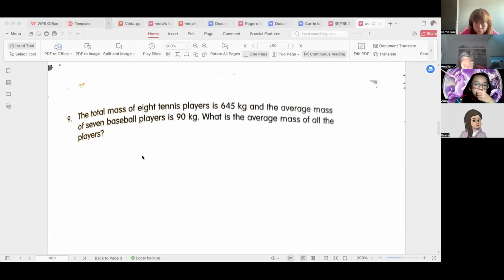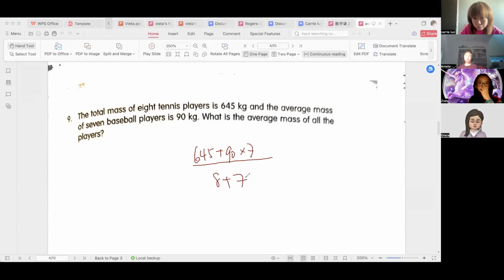Okay, so let's take a look at this one. The total mass of the 8 tennis players is 645 kilograms, and the average mass of the 7 is 90. So the first one is total mass, and the second one is average mass. So how do we do it? 645 plus 90 times 7, over 8 plus 7. Okay, so again, for the calculation, I have something to say. 645 plus 90 times 7 over 15.